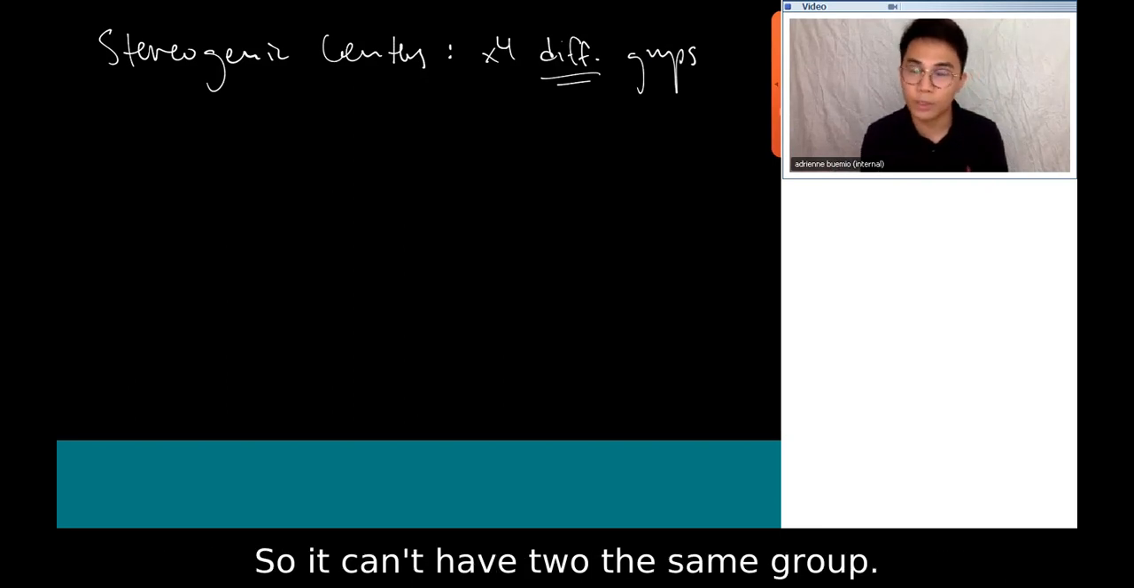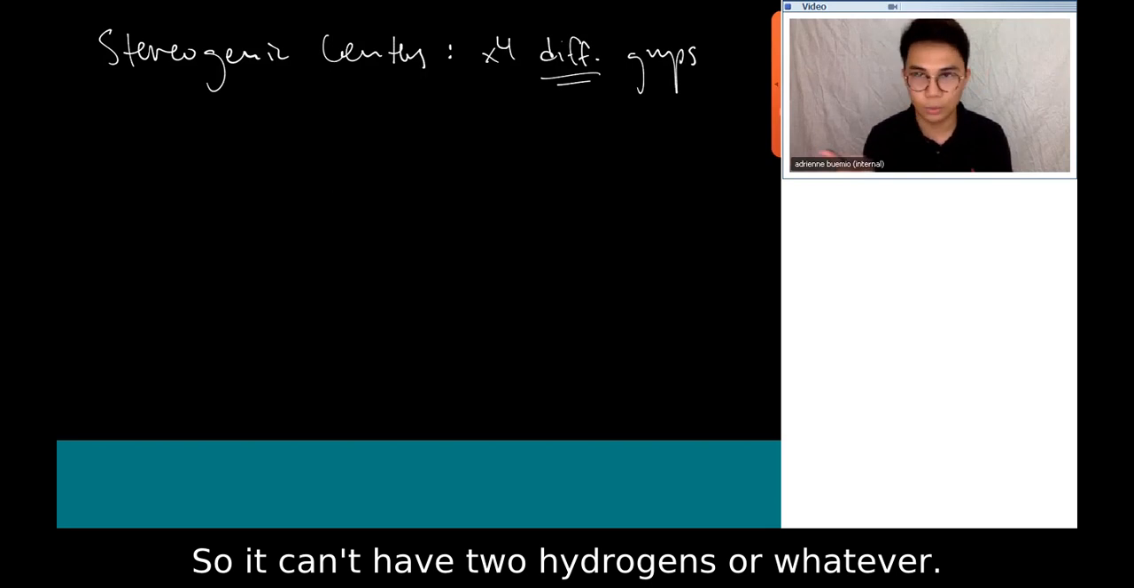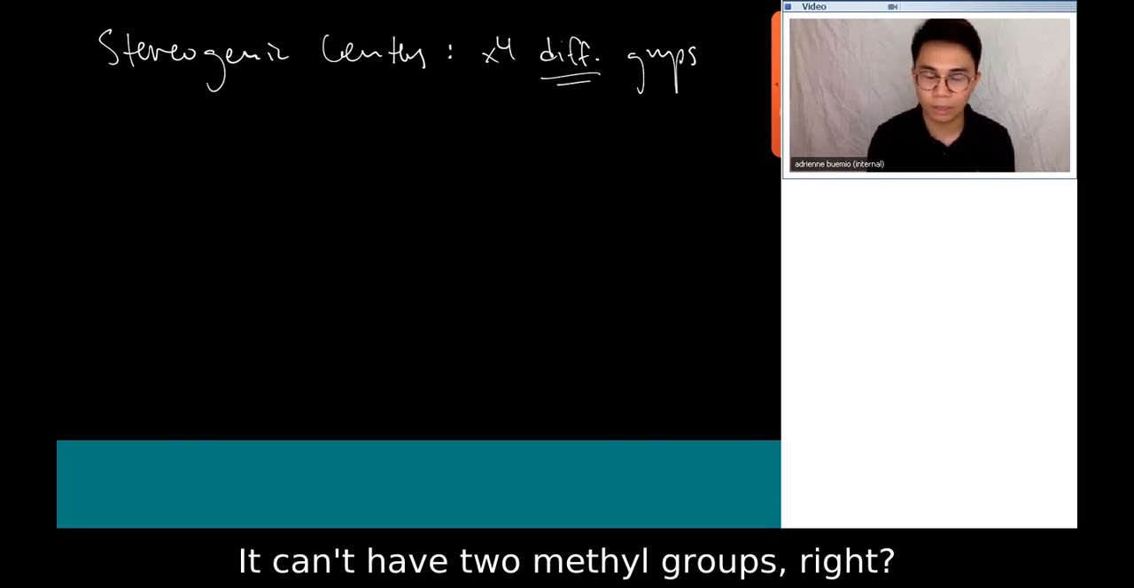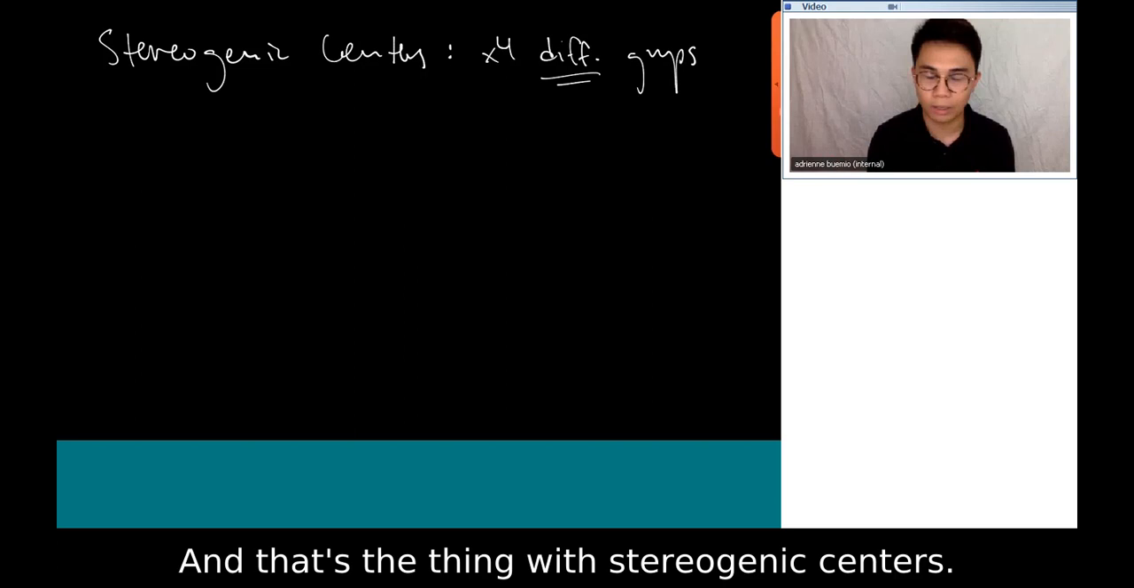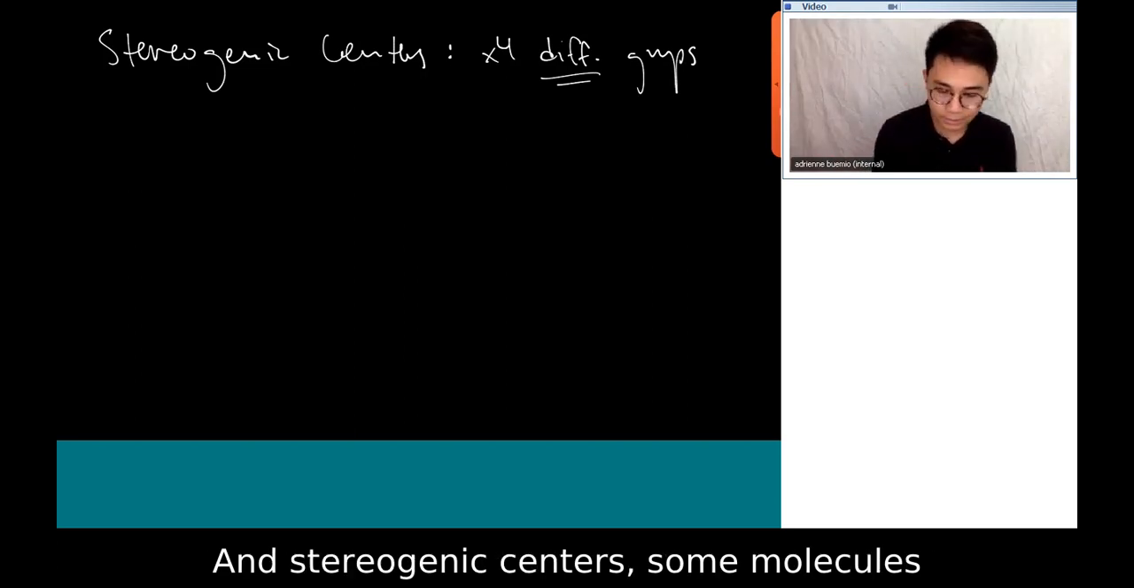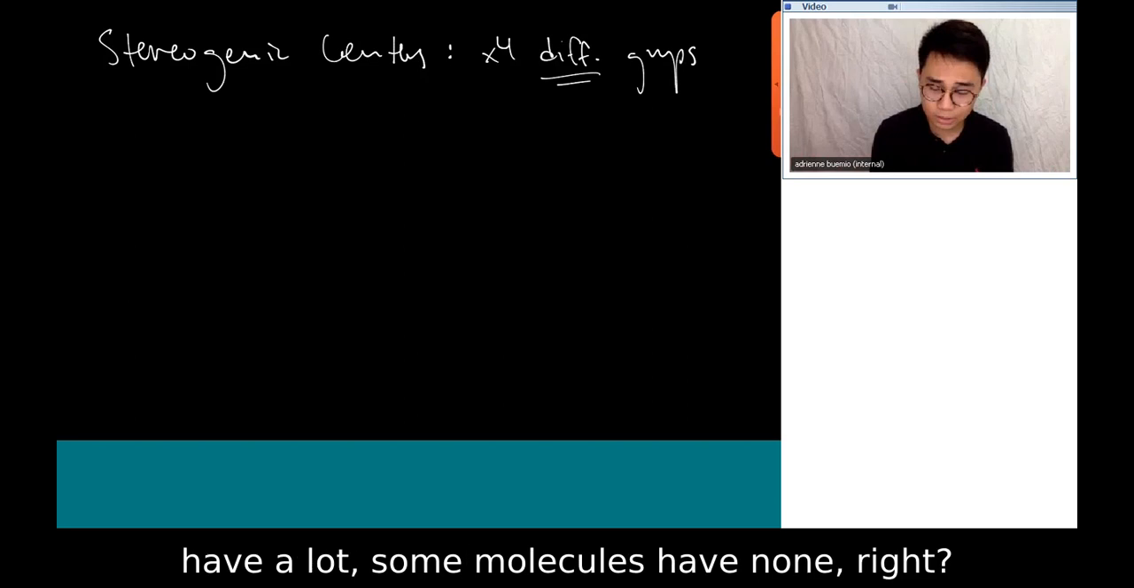Different groups. So it can't have two of the same group. It can't have two hydrogens or whatever. It can't have two methyl groups, right? It has to be four different groups, and that's the thing with stereogenic centers. Some molecules have a lot, some molecules have none, right?